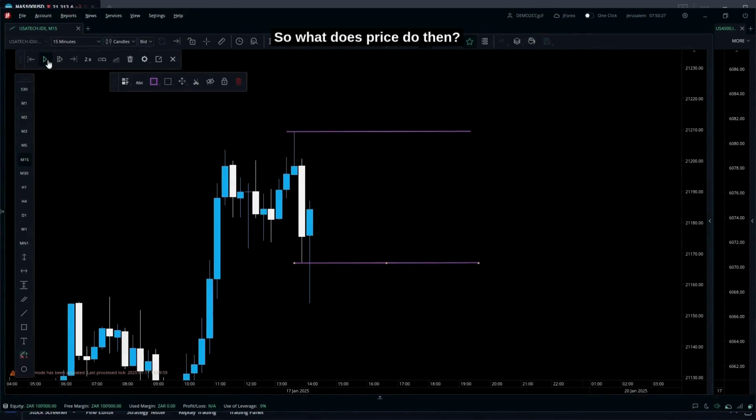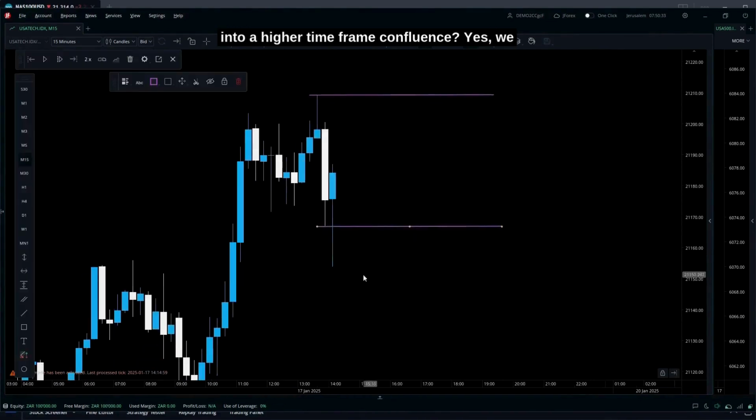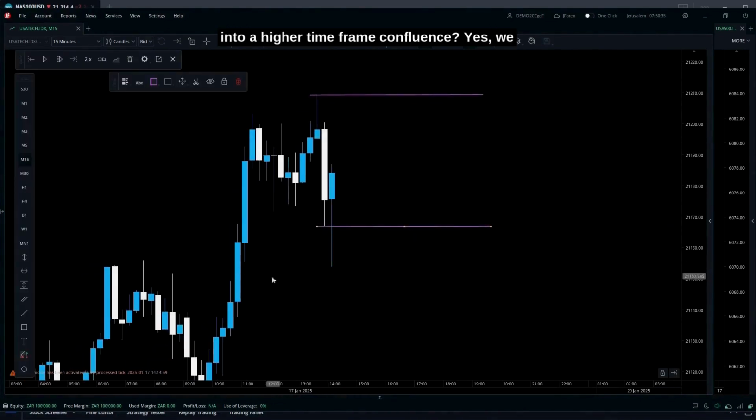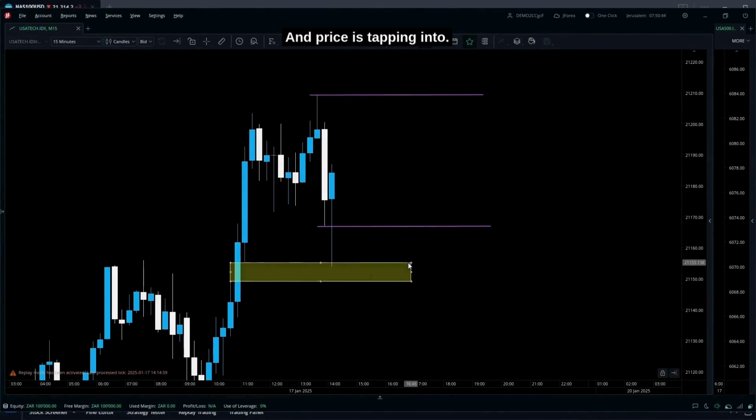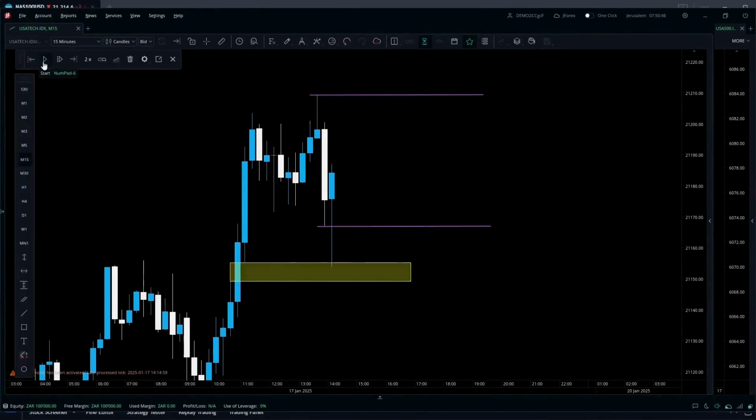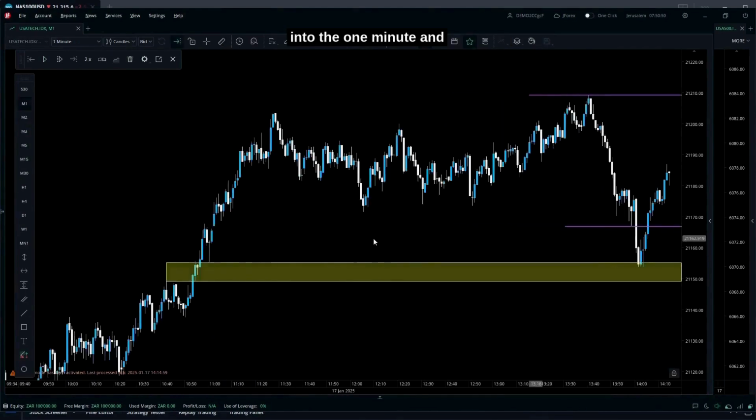So what does price do then? Aha, another sweep. Are we tapping into a higher time frame confluence? Yes, we are. There is a 15-minute fair value gap right there that price is tapping into. And what's the reaction from there? Let's zoom into the 1 minute.